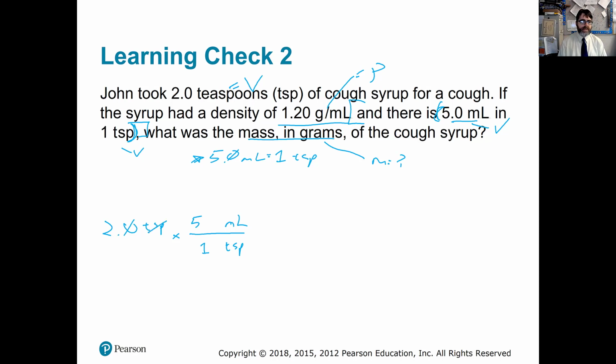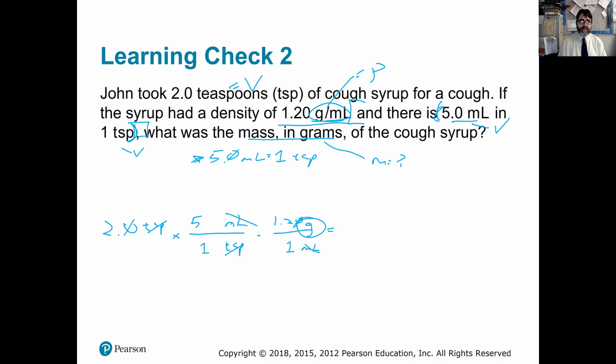And so now my teaspoons cancel out, and I'm not to a mass yet, so I need to get rid of my milliliters. And so that's going to be milliliters on the bottom, and I can get milliliters straight to grams using the density as a conversion factor here, so I'm going to put grams there, and then plug in my numbers. It's 1.20 grams per 1 milliliter. And so then my milliliters cancel out, and I'm left with grams for my units, which is what I want.